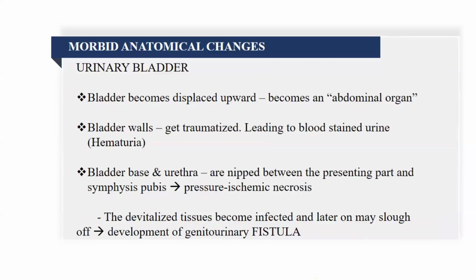So what morbid anatomical changes are seen in the urinary bladder? The bladder becomes displaced upwards, typically becoming an abdominal organ. The bladder walls get traumatized, leading to blood-stained urine, hematuria. The bladder base and urethra are nipped between the presenting part and the bony pelvis, typically the symphysis pubis. This leads to pressure ischemic necrosis. The devitalized tissue becomes infected and later may slough off, developing a communication between the genital tract and the urinary bladder, forming a genitourinary fistula.